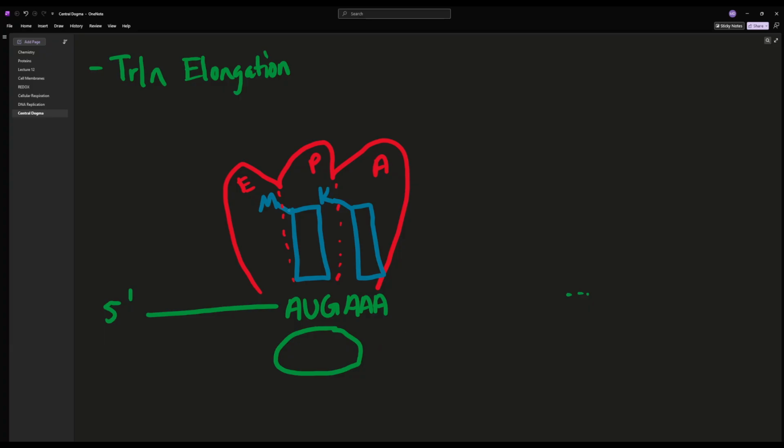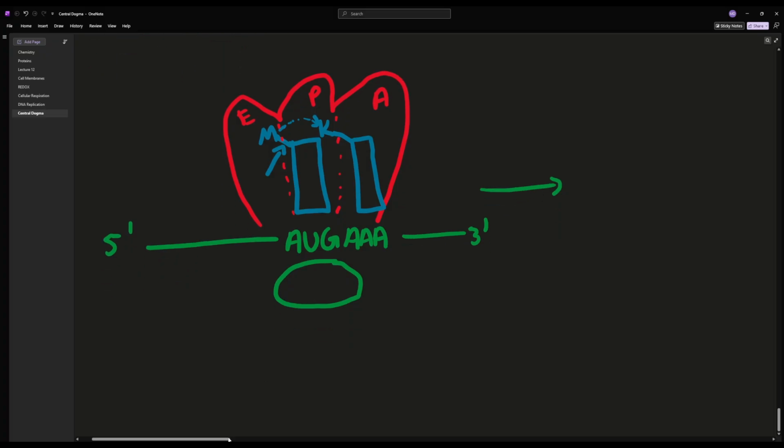What's going to happen is this bond here between the methionine and its tRNA is going to be broken, and it's going to be moved to attach to this K here. So if we drew this, sort of going step by step.